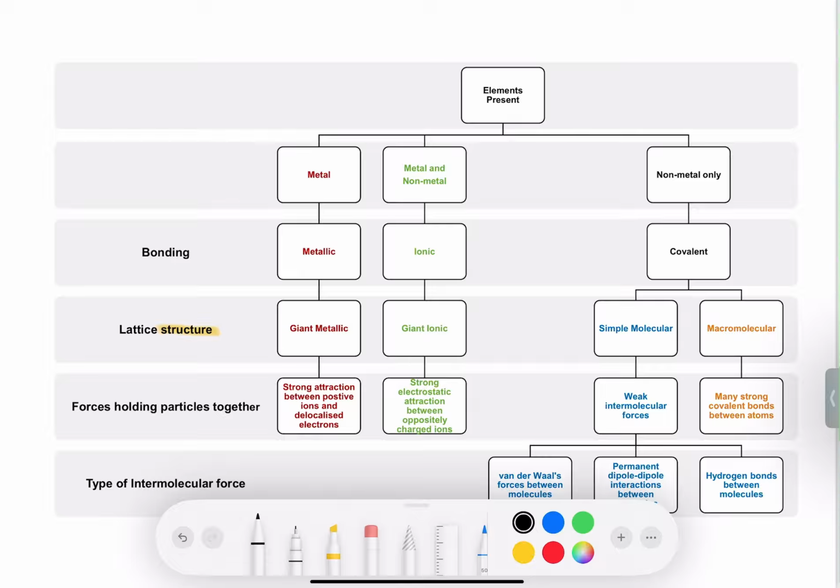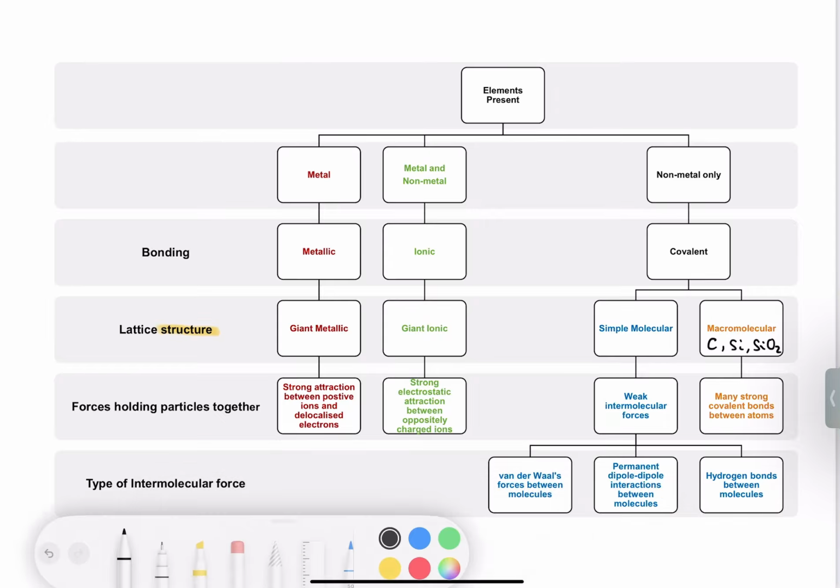There are macromolecular substances. So we have carbon, silicon, and silicon dioxide. So carbon being diamond, graphite and graphene, silicon being silicon, and silicon dioxide, SiO2. They're the macromolecules. If it's made of any other non-metals joined to non-metals, then it's simple molecular. That would be things like carbon dioxide, methane, iodine, water, just two non-metals joined together.